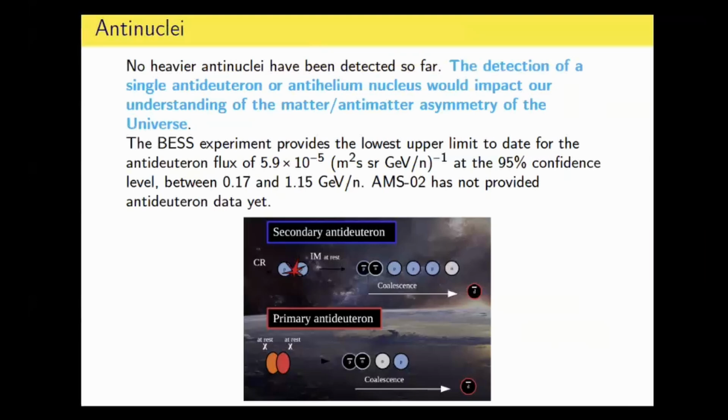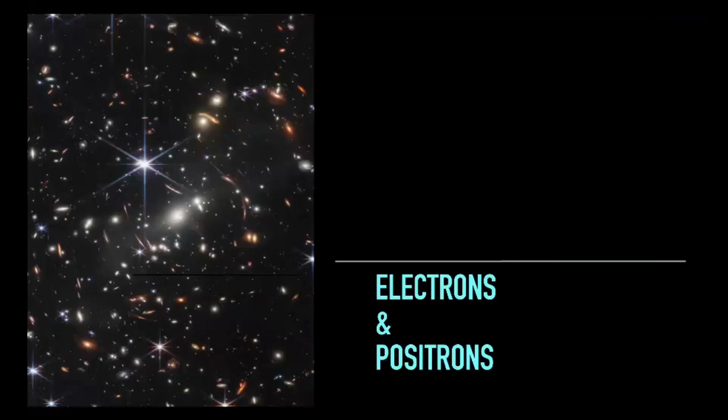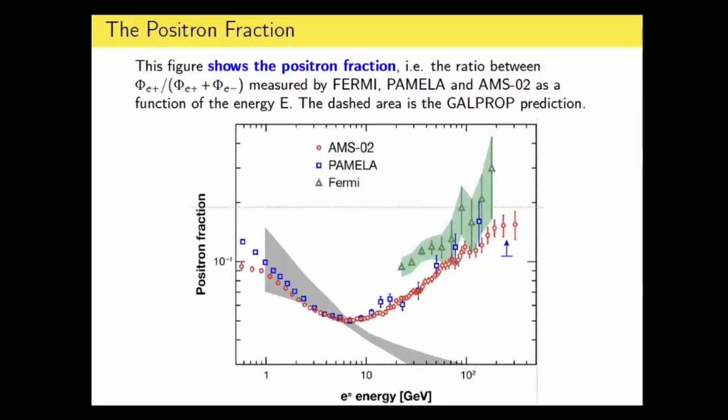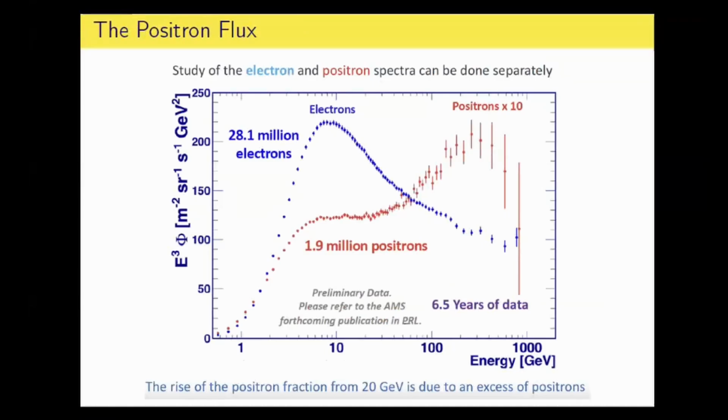Regarding antinuclei, so far no antinucleus, antideuteron or antihelium have ever been measured in cosmic rays. The story is different for electrons and positrons, especially the positrons. In fact, measurements by AMS, Pamela, and Fermi, as you can see from this plot, measured a positron fraction much higher than the gray band, which are the expectations. You see a very sharp increase in the positron fraction, the fraction between positrons and electrons. If we separate the contribution of positrons and electrons, we clearly see that the positrons have a clear bump at high energies, witnessing the existence of a positron source.